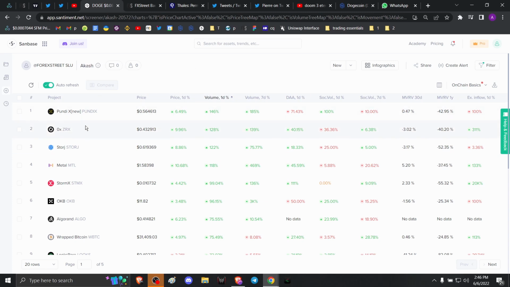For now, I've sorted the screener based on volume. The highest volume spikes that we've seen over the last day are Pundix, however you pronounce it, and then we have ZRX, STORJ and MTL. But I'm not going to take a look at Pundix because it's not that great of a coin. The liquidity on FTX isn't that great and the wicks are pretty boring. So I'm going to be taking a look at ZRX, STORJ, and Metal.